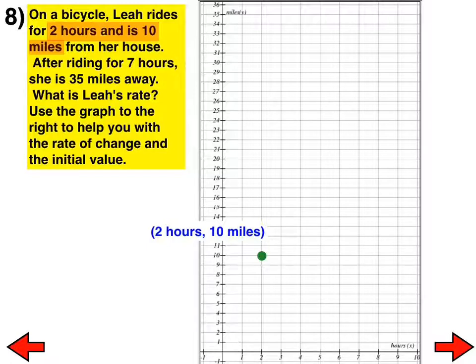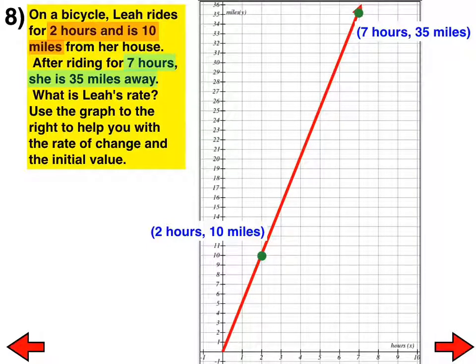The second part of this problem, it says after riding for 7 hours, she is 35 miles away. So clearly, that comes from the ordered pair 7 hours, comma, 35 miles, which is right there. So the rest of the problem goes on to say use the graph to help you with the rate of change and the initial value. Well, the best way to do this might be to draw a line through those 2 points. At this point, I did not pass out rulers, so you might want to use the edge of something like your composition notebook. But I'll go ahead and do this one for you. It should look like that.